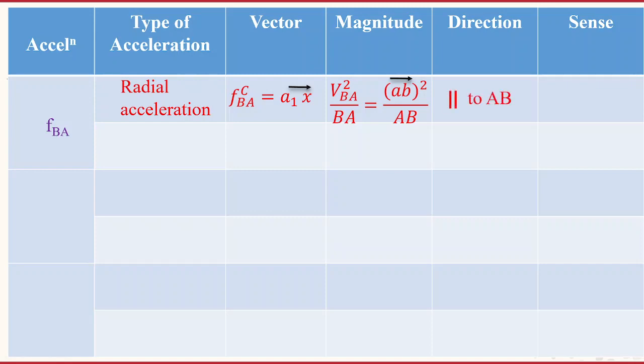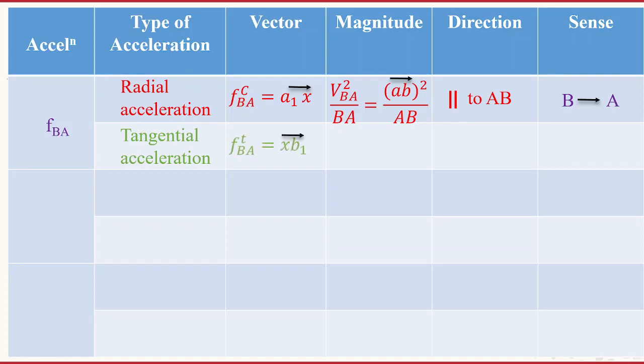Then what is the direction of this component? It's parallel to link AB, and the sense, because of the centripetal type of acceleration, is towards the center of rotation. So this will act from B to A; the sense is towards A. Once you know this vector a1x, both magnitude, direction and sense, then you can easily draw this vector. Okay.